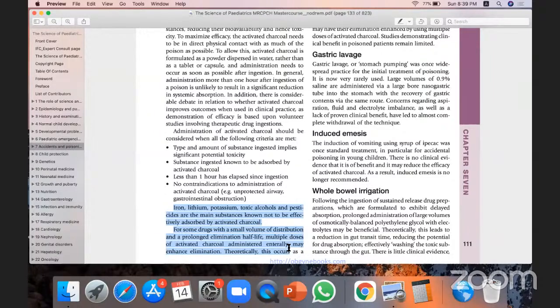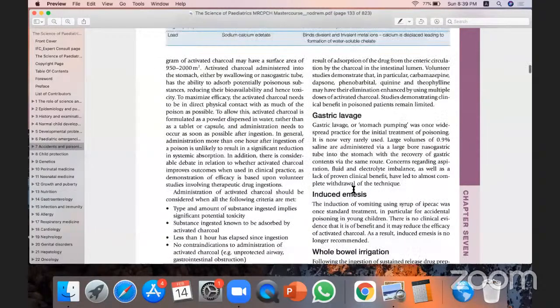Another point is, some drugs have a small volume of distribution and prolonged elimination half-life. So some drugs have prolonged elimination, that's why we give charcoal multiple times. So this question came in exam, whether multiple times we can use charcoal or not. Yes, we can use it multiple times. Okay, next.